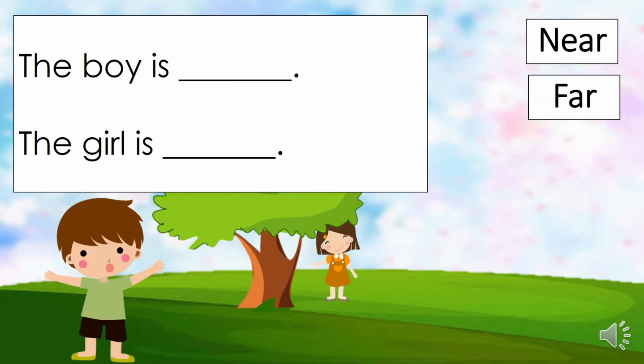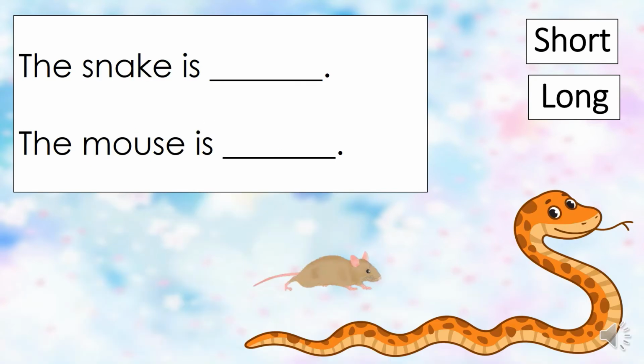The boy is near. The girl is far. The snake is long and the mouse is short. Very good. Excellent.